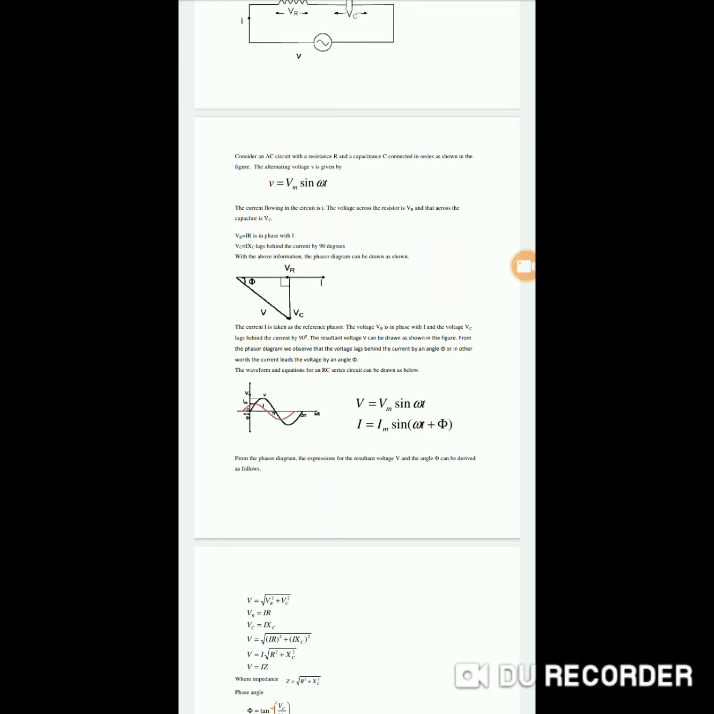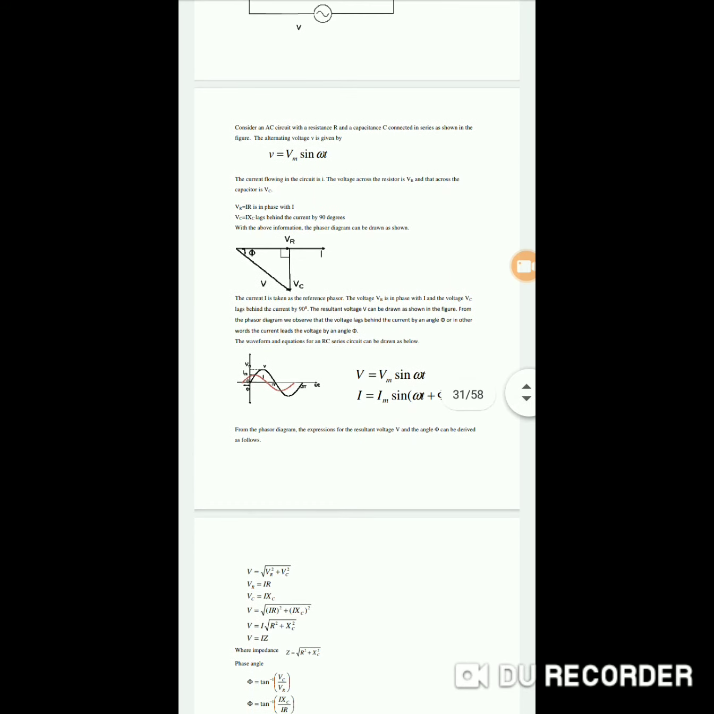If you see the waveform, the input remains the same, starting from the origin, V equal to Vm sin omega t. But the current is I equal to Im sin(omega t plus phi). Now we'll calculate the expression for the voltage and the angle phi.